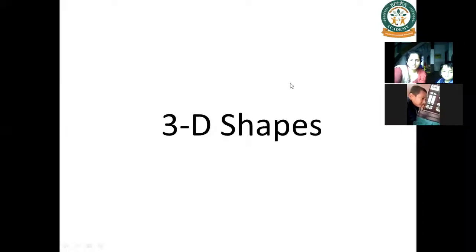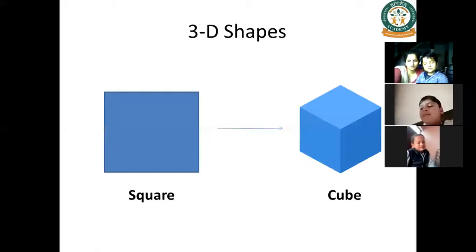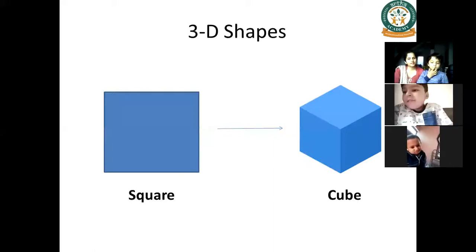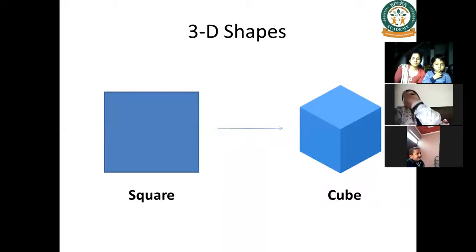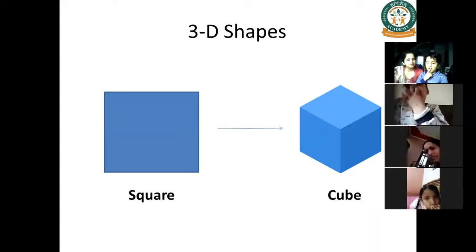Our today's topic is 3D shapes. We did it last time in October and we are going to revise it again. So we know there are shapes like square, rectangle, circle, triangle, but those are on paper. If we take those shapes in our hand, if they come out of paper, they will become 3D shapes.